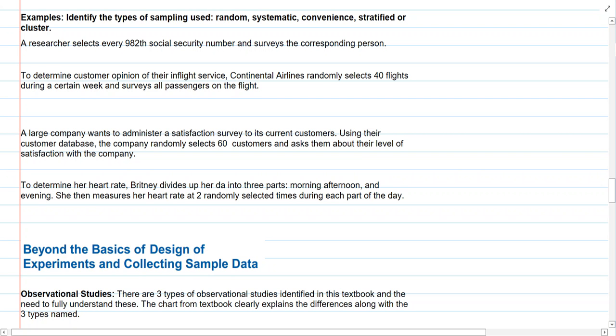The researcher selects every 982nd social security number and surveys the corresponding person. Well, that one's very easy. It is systematic. Use of a specific number selection. All right. That one wasn't hard.